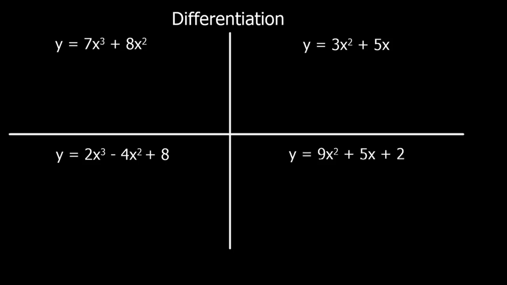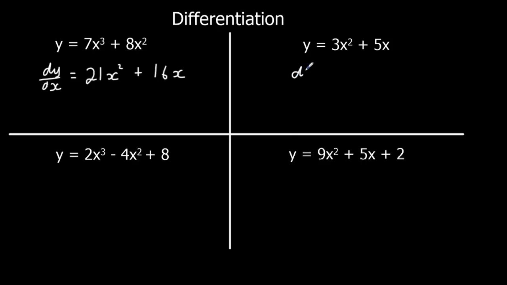So we've got 4 different curves here, and we're going to work out the gradient function. We're going to work out dy dx for each of these, and we're just following the process. We're going to times by the power and take 1 off the power. So times by the power, 3 7s are 21, and then taking 1 off the power, 3 minus 1 is 2. Times by the power, 2 times 8 is 16, and take 1 off the power, which is x to the power of 1. We don't need to write the 1.